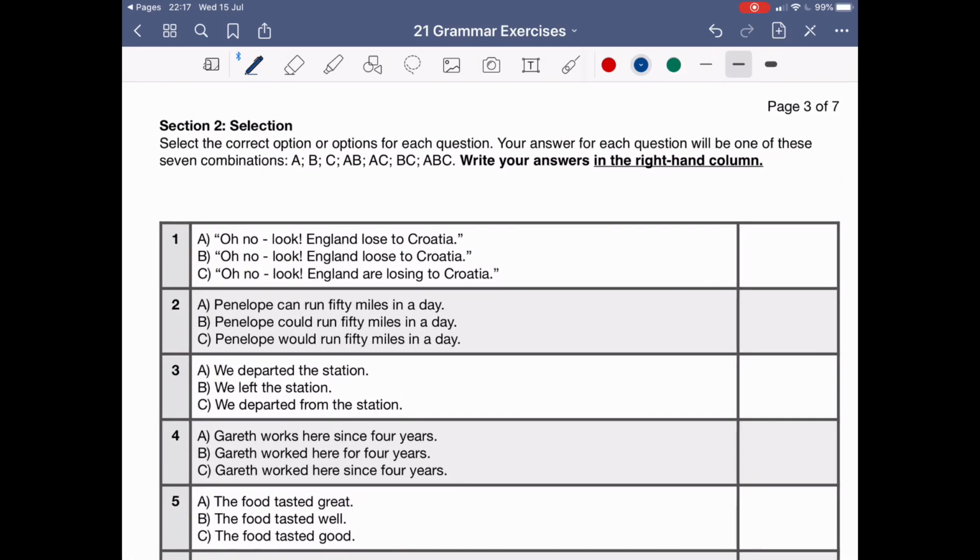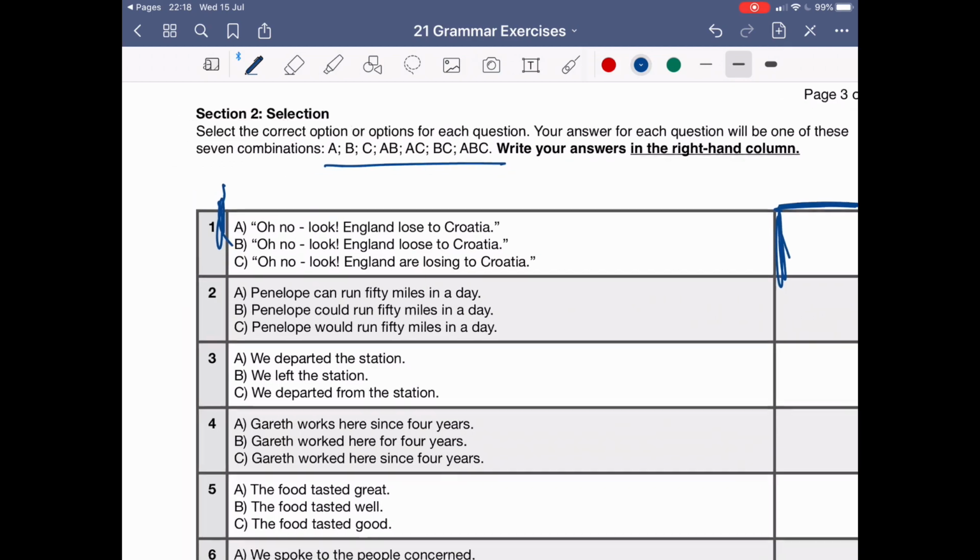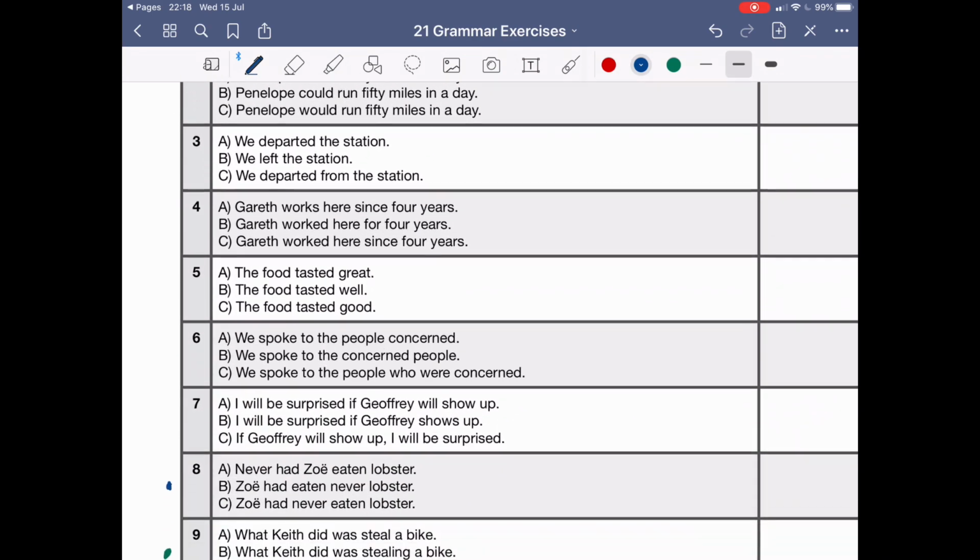Selection. Select the correct option or options for each question. Write your answer for each. Your answer will be one of these combinations and it will be written in this column. If you write it here, I won't see it. Okay, I'll only see what you have here, or over here if you're left-handed. Okay, we're only going to look at some of these.